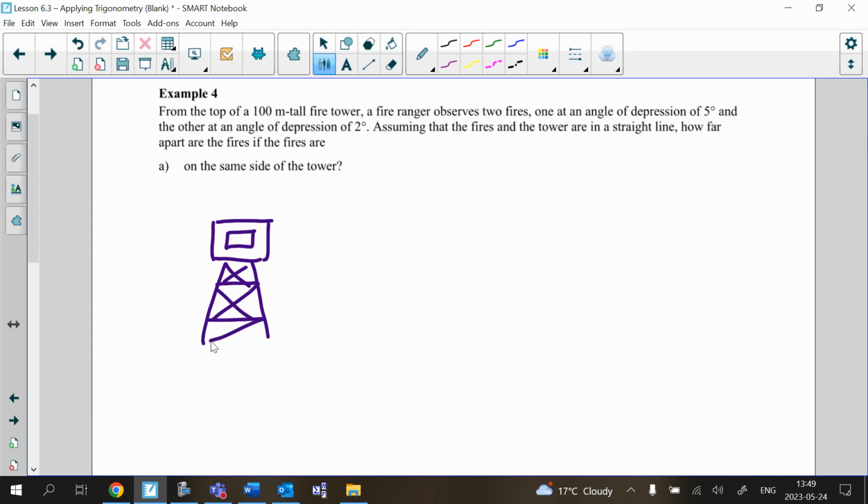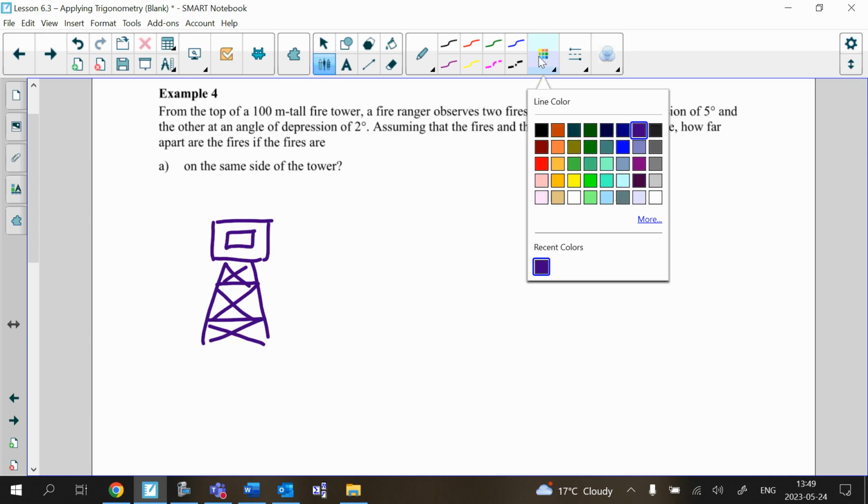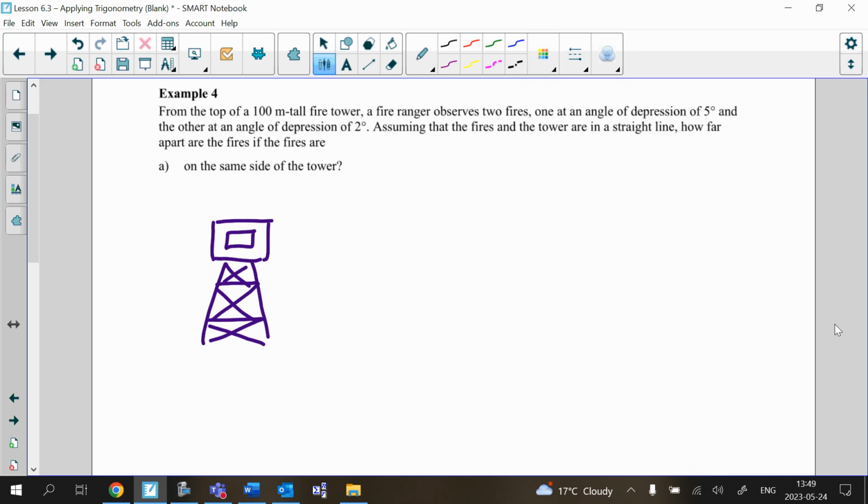And then off in the distance we have two fires, and they're on the same side. The closer one has an angle of depression of 5 degrees. The further one has an angle of depression of 2 degrees.